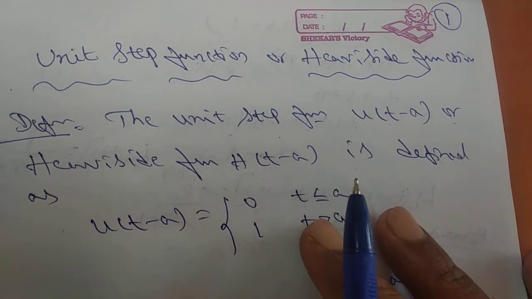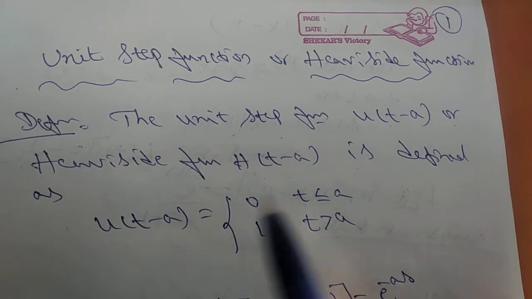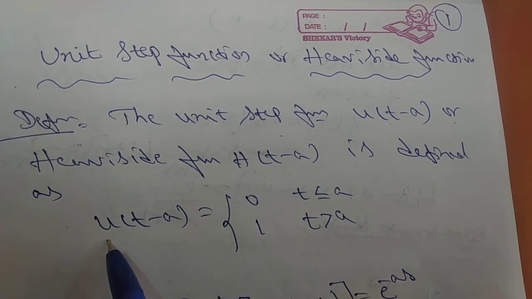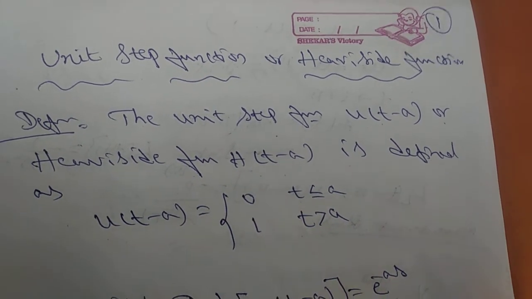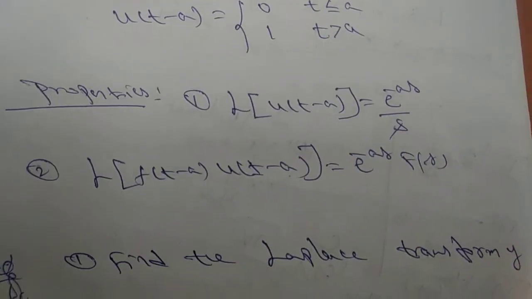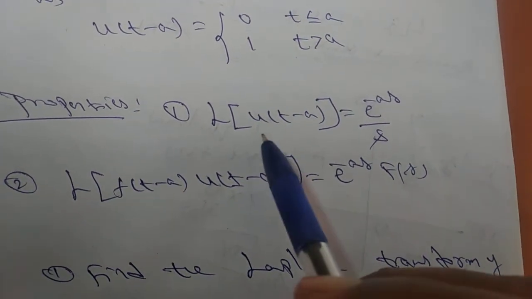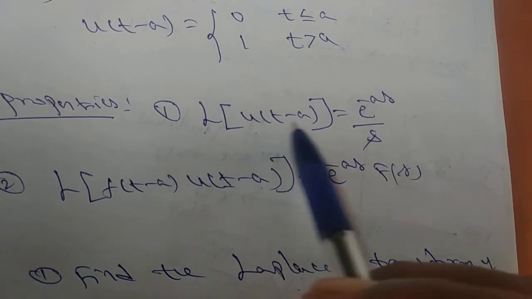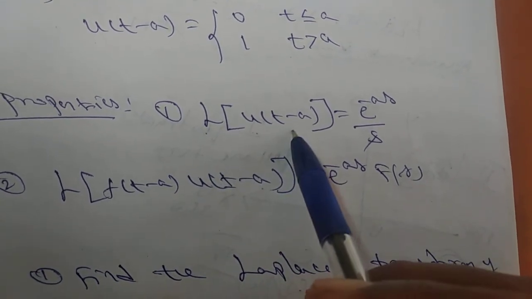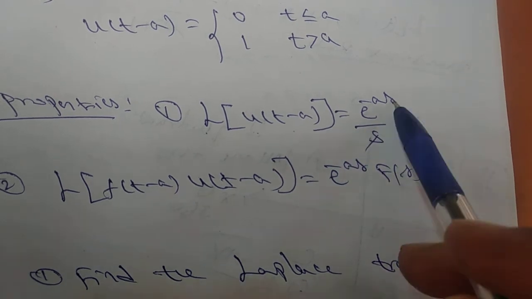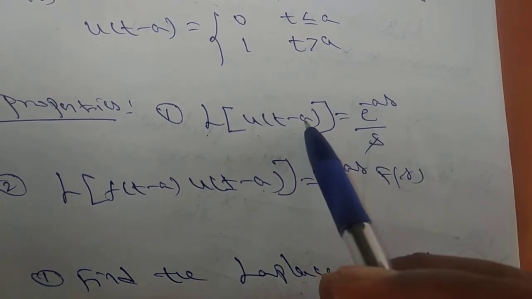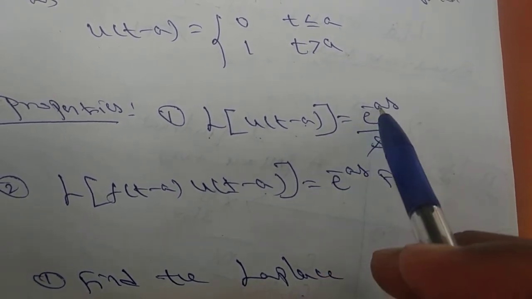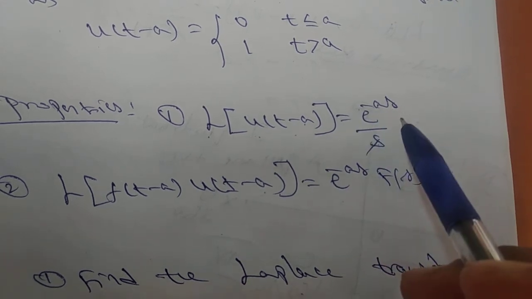So unit step function and Heaviside function are both the same thing. The symbol is U for unit step function, or H. Now we will discuss the properties. First property: the Laplace transform of the unit step function u(t minus a) is e power of minus as divided by s. So what is the value here? That a value, you have to write e power of minus as divided by s.